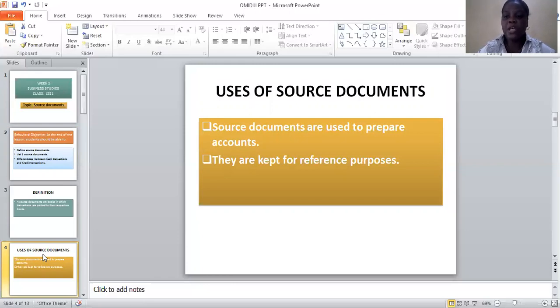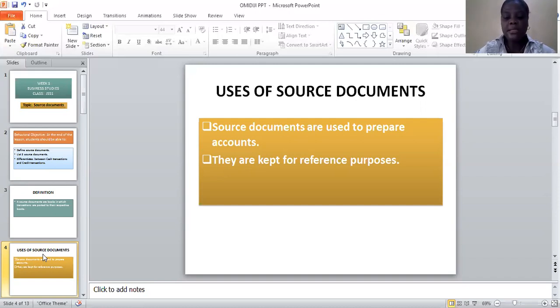Another use of source documents is that they can be used for reference purposes. Some transactions must have taken place a long time ago, let's say 10 years, and a matter arises and there is need to make reference back to the transactions. You can use source documents to make reference to it. You'll be able to know when the transaction took place, the date, the quantity of goods purchased, and the amount at which it was purchased.